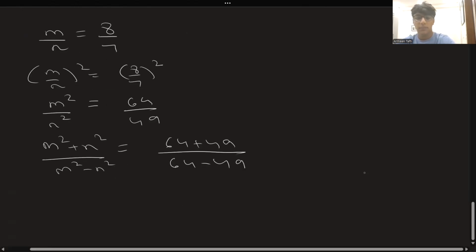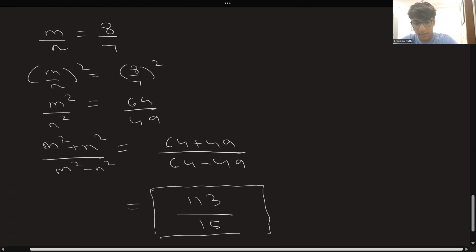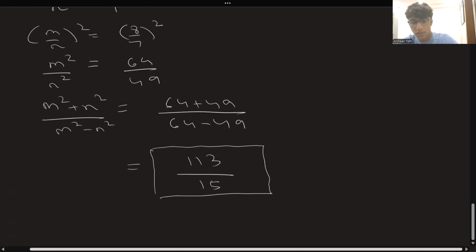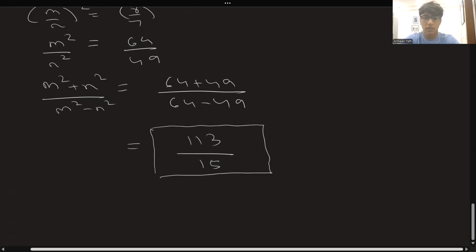And this is equal to 60 plus 40, 100, 113, right? 113 by 15, if my maths is correct. 15, and that's 104, 113. 113 by 15. You could convert it to mixed form as well. But this is our answer. So now let's move on to the next question.